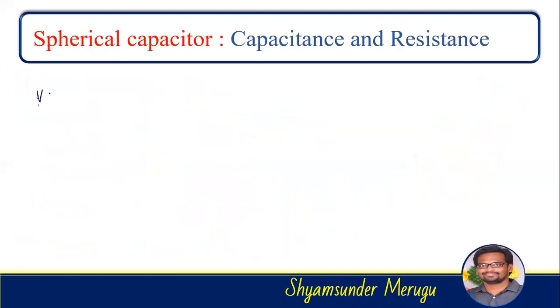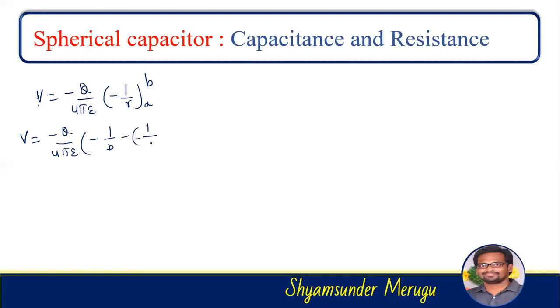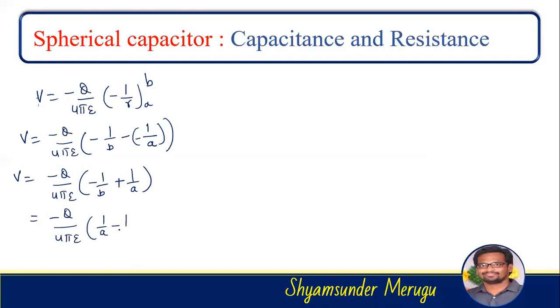So writing that one, V equal to minus q by 4 pi epsilon, minus of 1 by R, A to B. V equal to minus q by 4 pi epsilon, minus of 1 by B, then minus of 1 by A. So we can write V equal to minus q by 4 pi epsilon, minus 1 by B plus 1 by A. Rewriting that expression, minus of q by 4 pi epsilon, 1 by A minus 1 by B, which is equal to V.